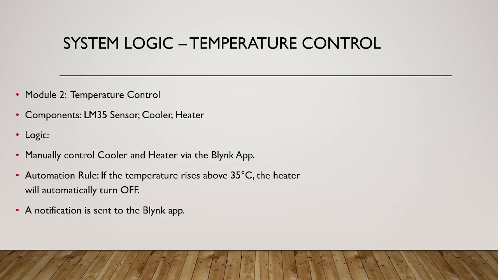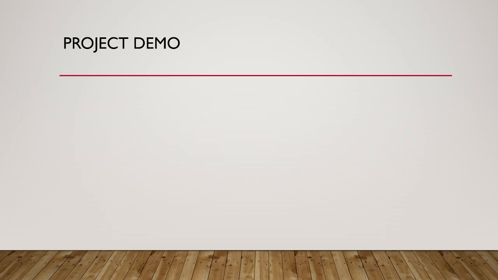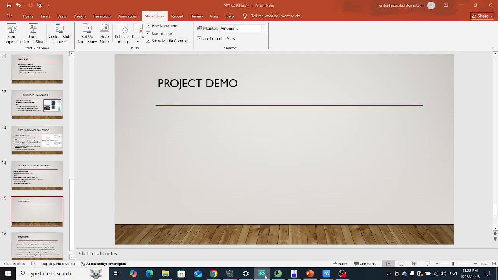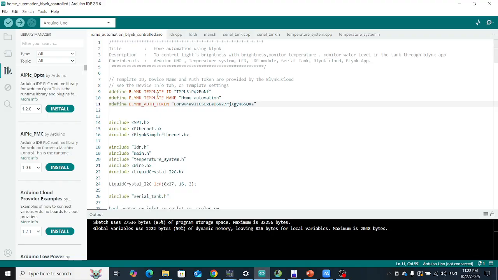If the heater is on and the temperature exceeds the threshold, in this case 35 degrees Celsius, the system automatically turns the heater off and sends a notification. So before going to the demo, I'll briefly explain my code.